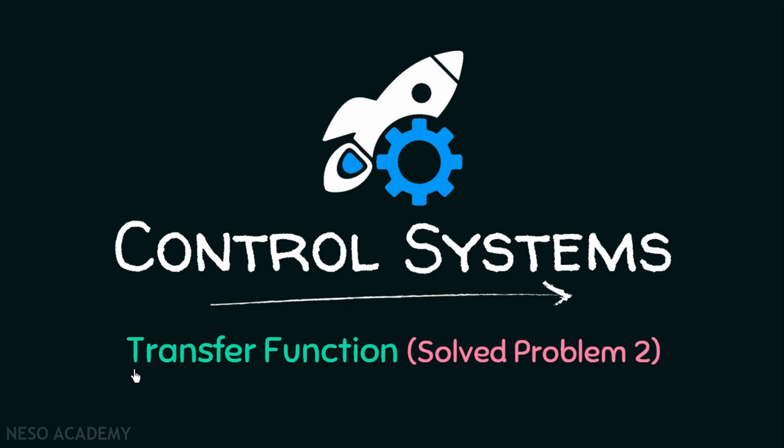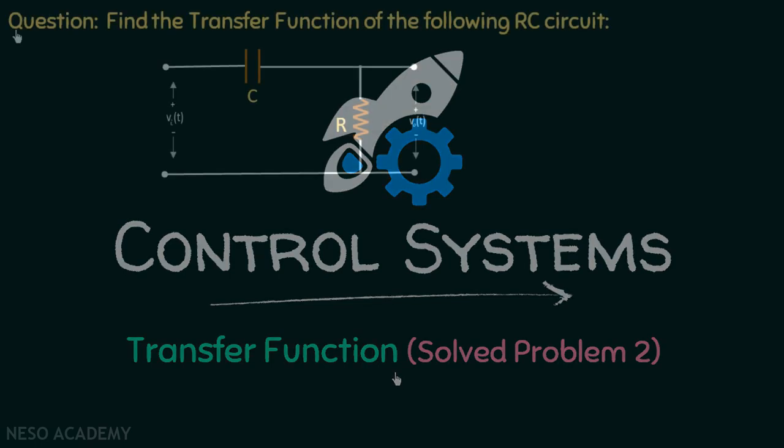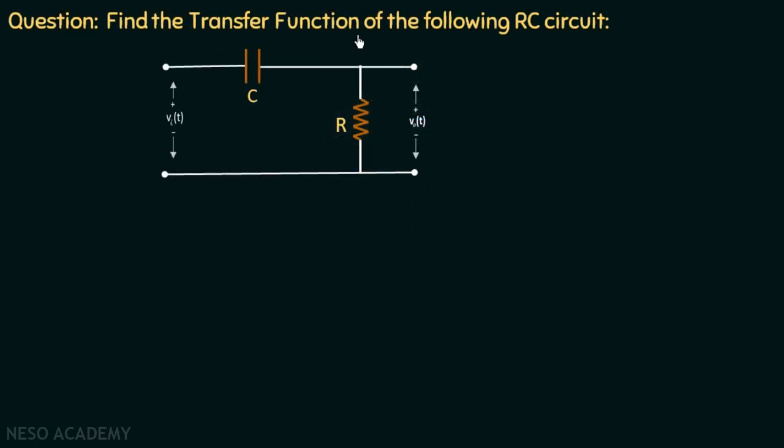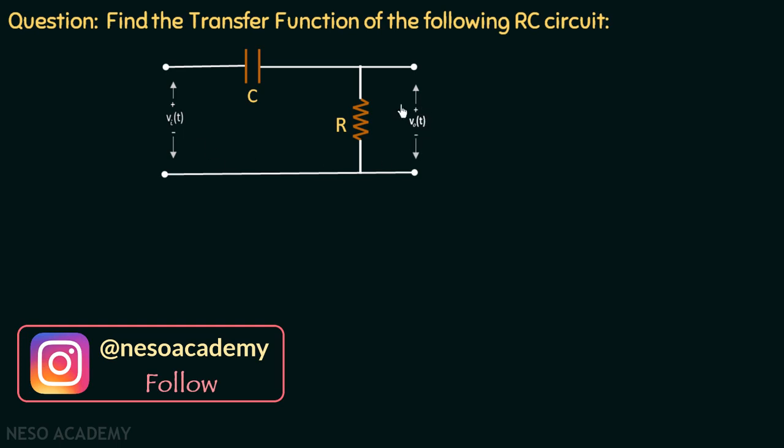In this presentation we are going to discuss problem number 2 based on transfer function. So let's get started. Find the transfer function of the following RC circuit. The RC circuit is given to us. The input Vin(t) is applied to the circuit and the output Vout is measured across the resistor.